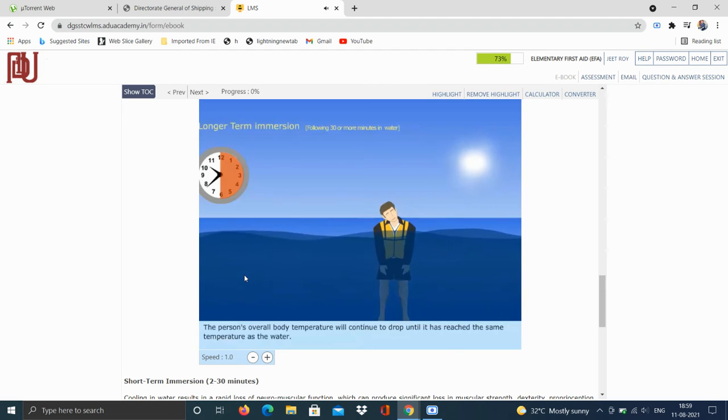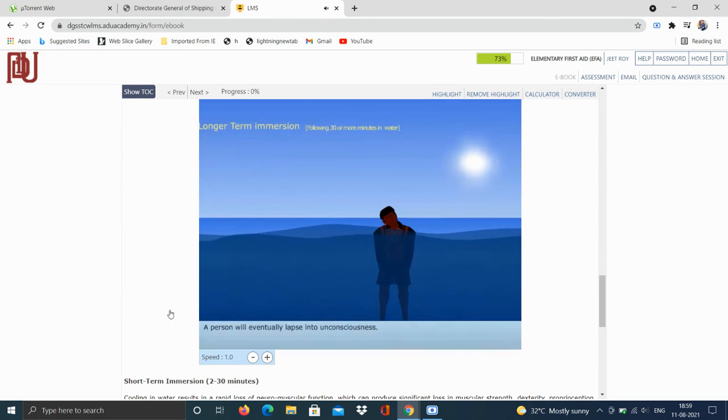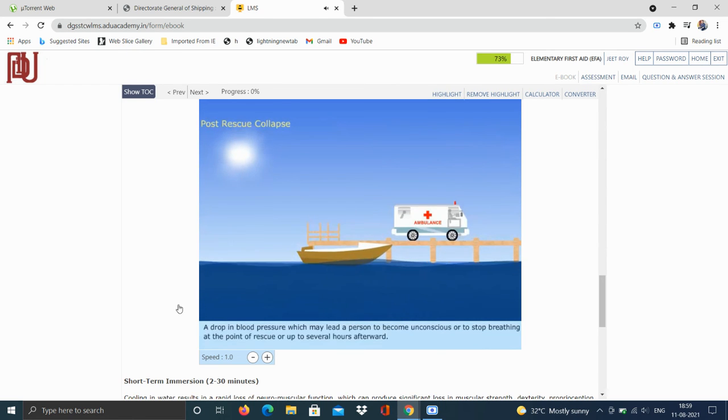The person's overall body temperature will continue to drop until it has reached the same temperature as the water. Hypothermia symptoms range from mild to severe as the body's core temperature falls. A person will eventually lapse into unconsciousness. A drop in blood pressure may lead a person to become unconscious or to stop breathing at the point of rescue or up to several hours afterward.